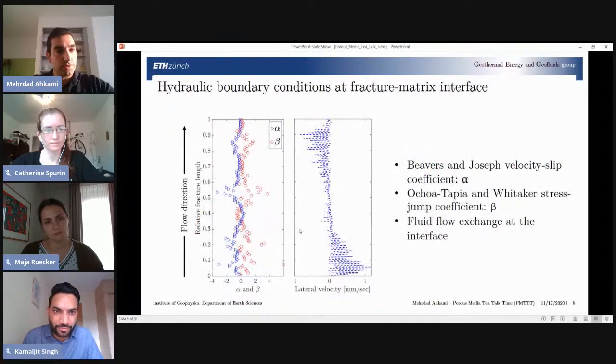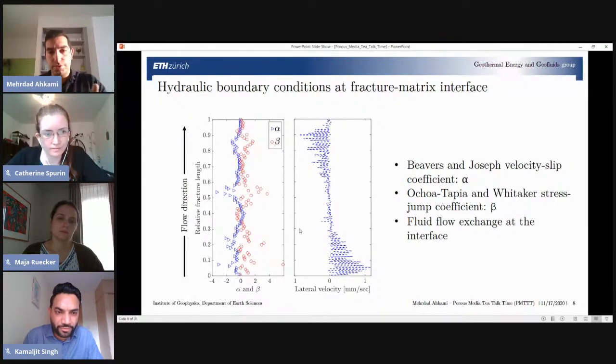We then could calculate alpha and beta with the presented scheme for all the four fractures. Each fracture has two interfaces with the surrounding matrices. So we could calculate alpha and beta for 8 interfaces. And on top of that, we were able to directly measure velocity exchange between the fractures and matrices, which is based on the lateral velocity perpendicular to the flow direction, velocity exactly at the interface. We believe that these measurements can be used in validation of numerical simulations and can contribute to our understanding of the coupling between fractures and matrices.